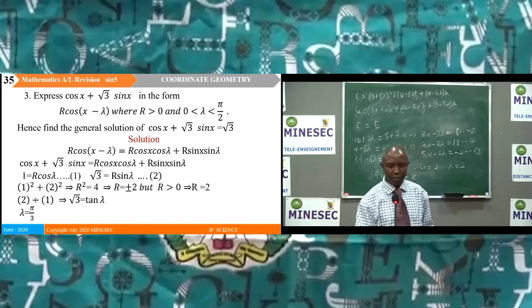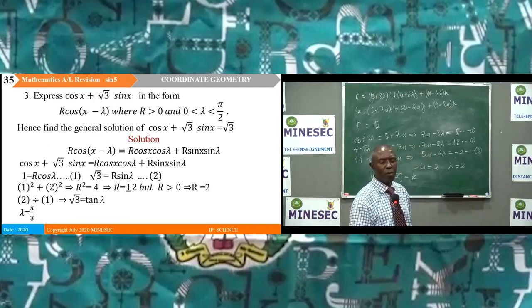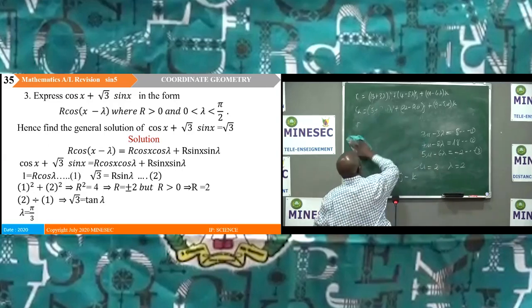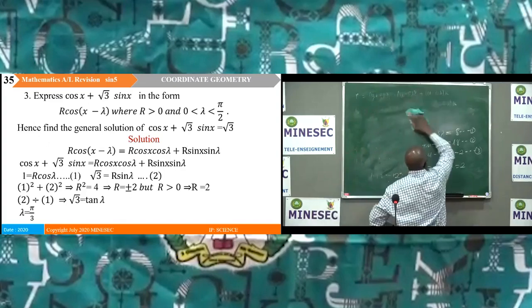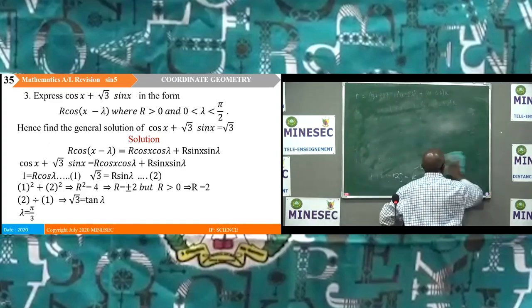Question 3. Express cos x plus root 3 sin x in the form r cos(x minus lambda), where r is greater than 0, and lambda lies between 0 and pi over 2. We saw this on the trigonometric functions.